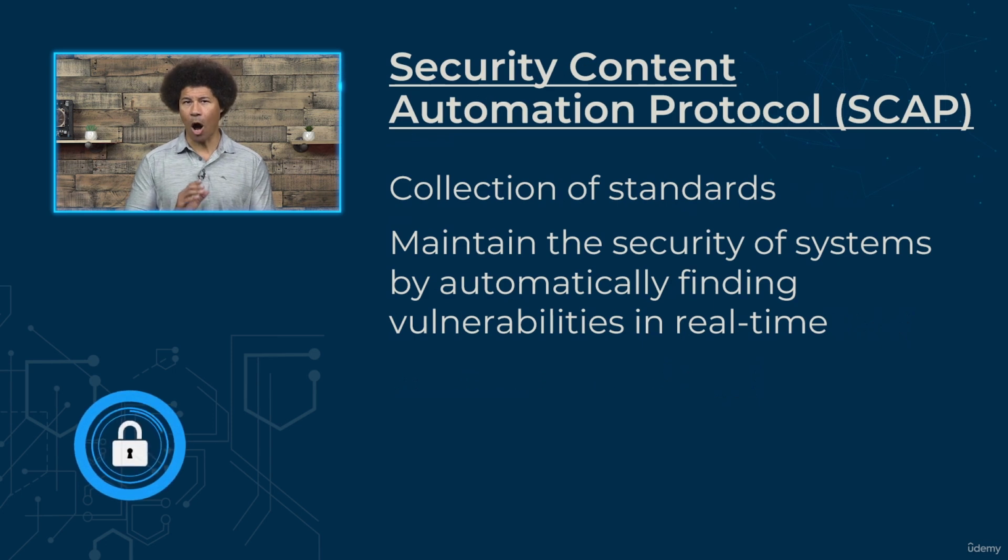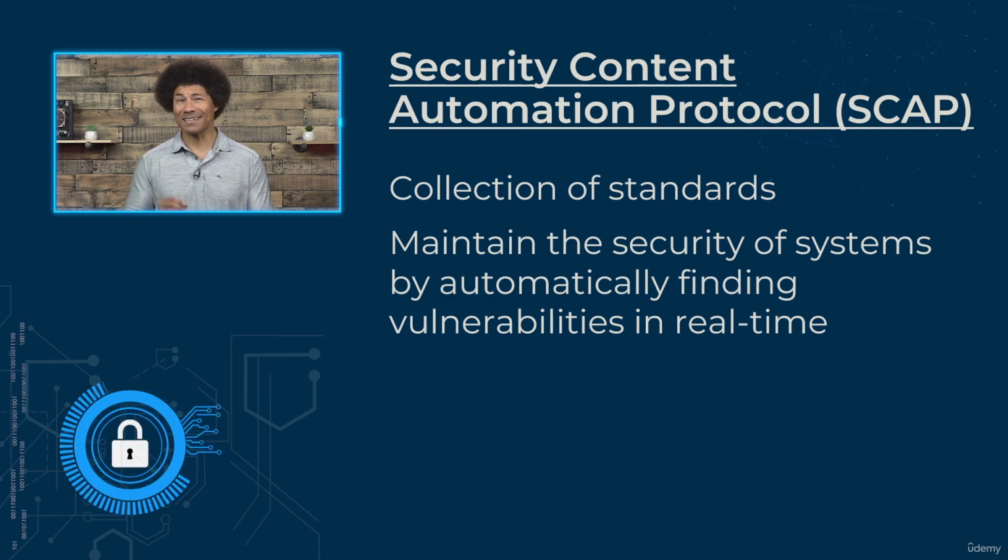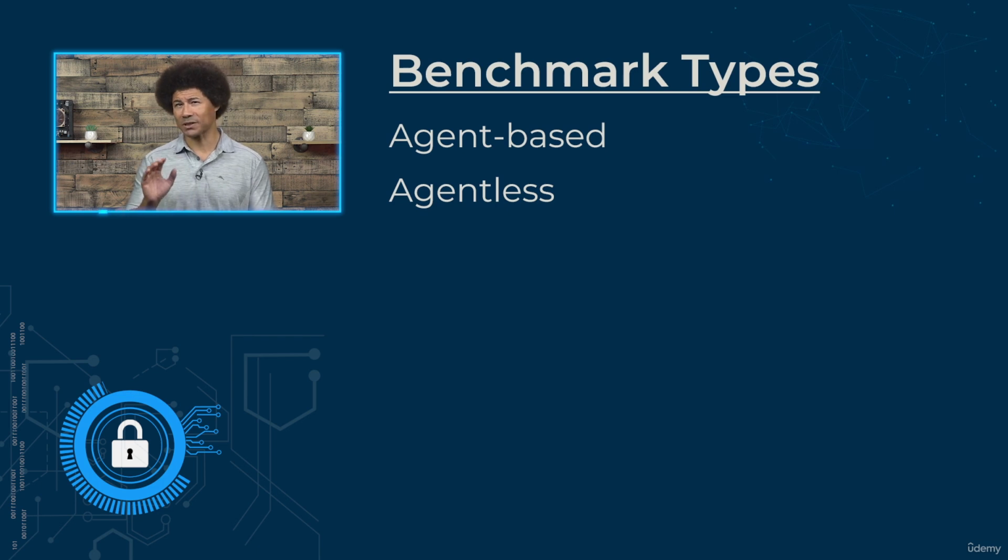Security Content Automation Protocol, or SCAP, is a collection of these standards used by organizations to maintain the security of systems, specifically by finding and managing systems and software vulnerabilities in real time. SCAP acts like a cyber watchdog, automatically keeping an eye on security configurations and known vulnerabilities. The 2 current benchmark types widely used today are agent-based and agentless. Let's investigate the difference between them, including the pros and cons of each method.